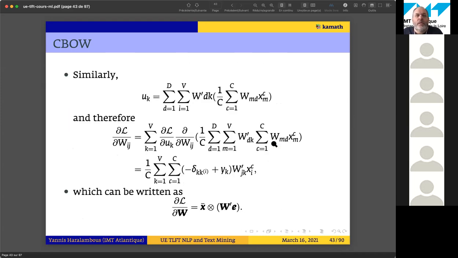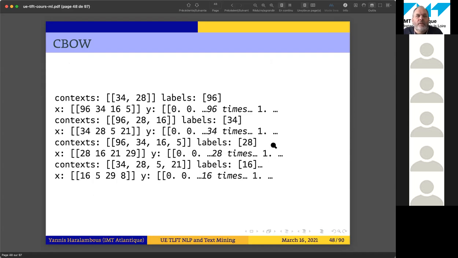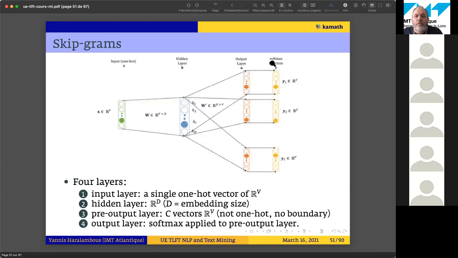Another approach is skipgrams, where you do the contrary. So you start with a word and you predict contexts. These contexts have an order. Okay, so this is not a bag of words approach. Here, your contexts have a given order. But otherwise, it's quite symmetric.